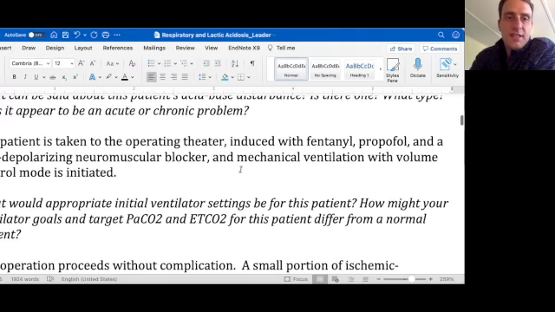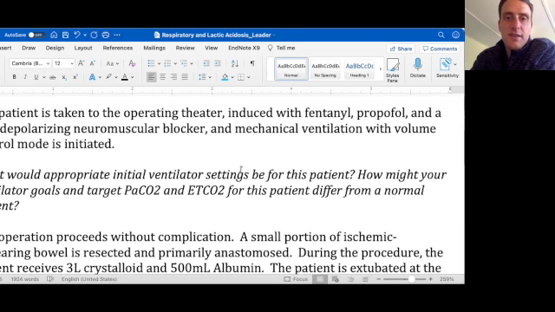The patient is taken to the operating theater, induced with fentanyl, propofol, and a non-depolarizing neuromuscular blocker, and mechanical ventilation with a control mode is initiated. So for this patient, as described, what would appropriate initial ventilator settings be? How does his underlying acid-base status affect your ventilator goals and target PaCO2?